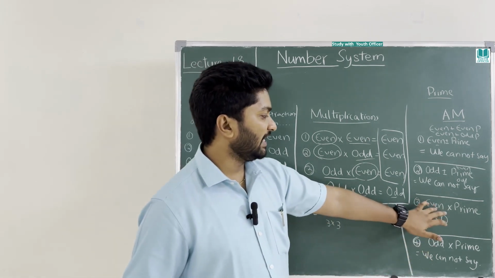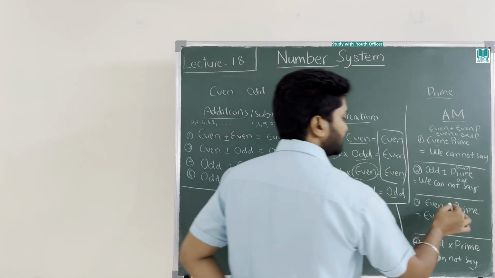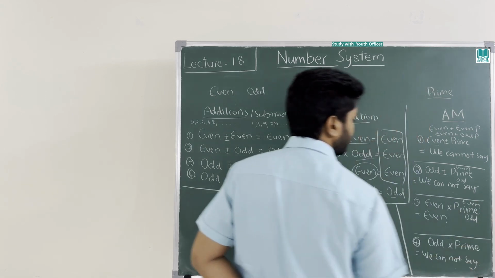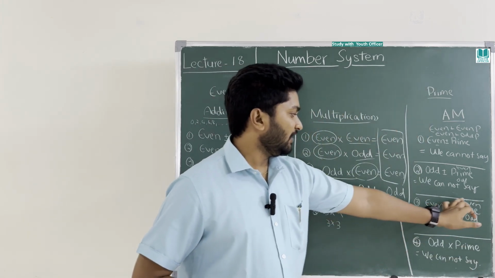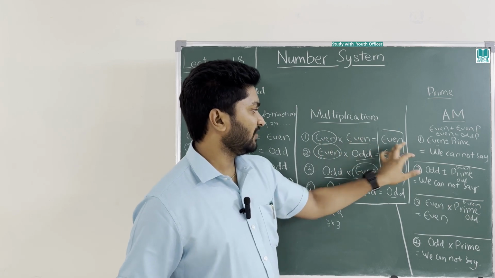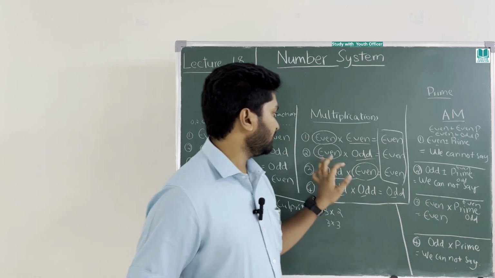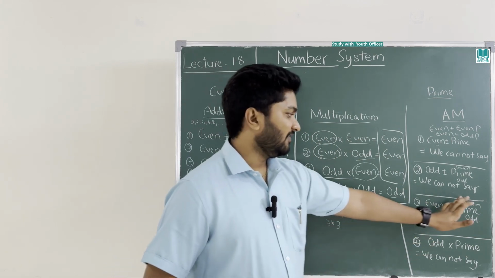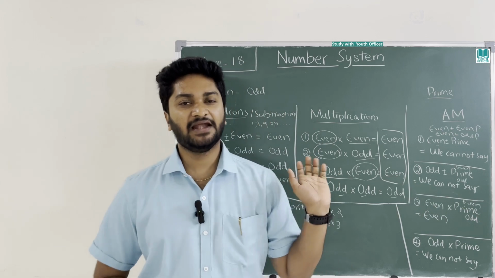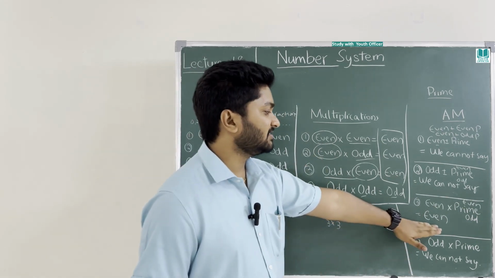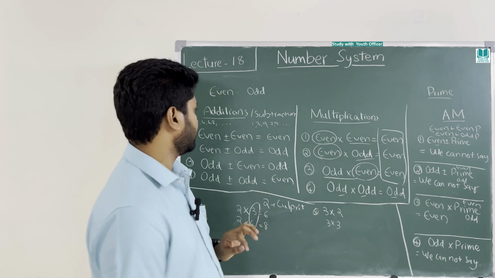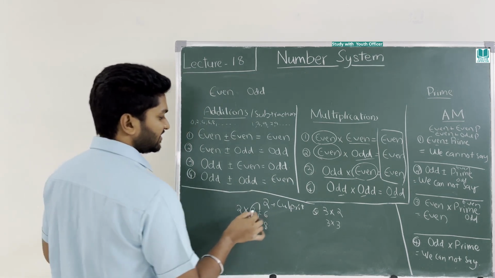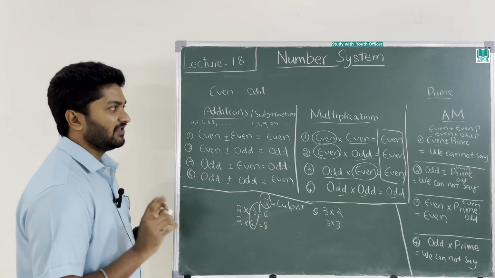But when it comes to even into prime, there is even prime, there is odd prime as well. That means even into even will give you even, even into odd also will give you even, because once even is introduced, it will be there in the genes, in the blood continuously. That's why the answer will always be even. I hope you are comfortable with the magic that 2 does in the even number.